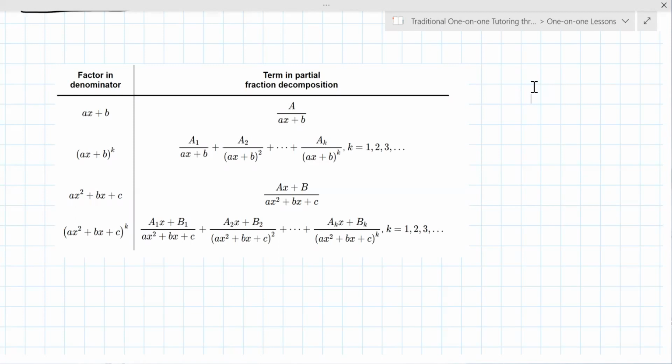Integrate all the way. Usually it turns into natural log or arctangent, or sometimes it's just a u-substitution.